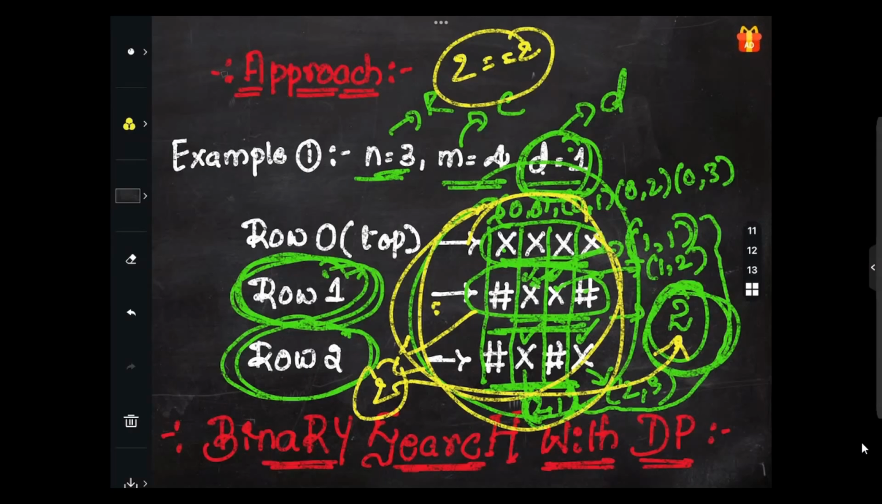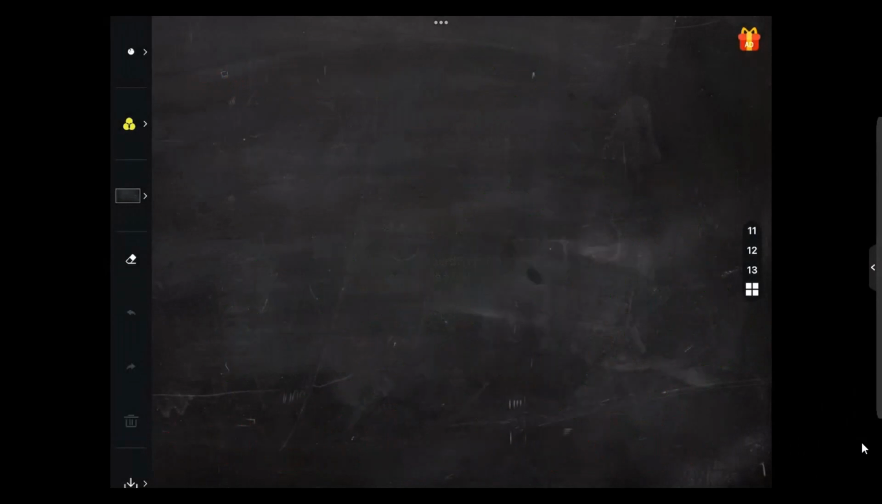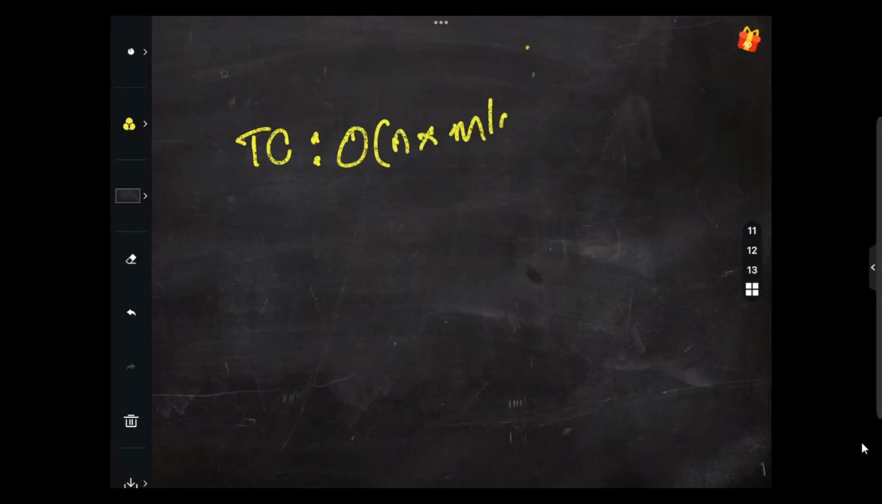Let's discuss the complexities now. So in this case, what will be the time complexity for the code that we'll be writing? The time complexity here would be big O of n into m log m. You would have asked why this will be n into m log m.